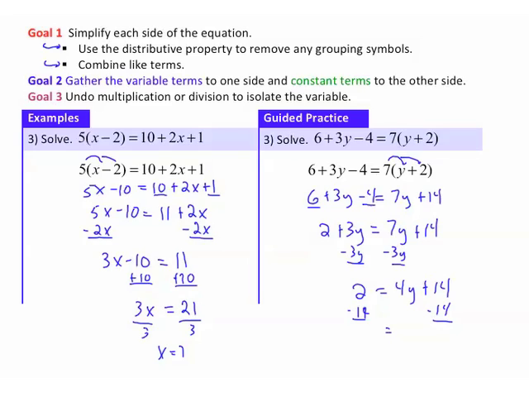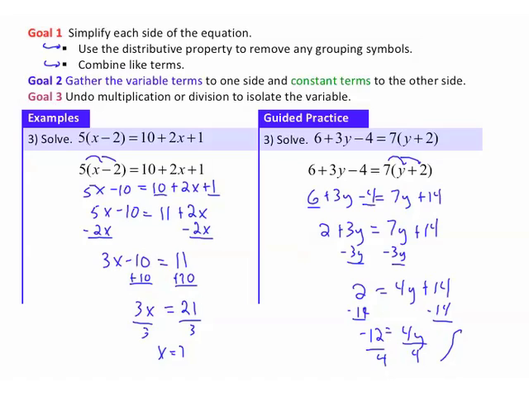On the right side now I have 4y. And on the left side, a positive 2 plus a negative 14 is going to give me a negative 12. One last step now. I need to undo the multiplication on the right side. So I would divide both sides by 4.